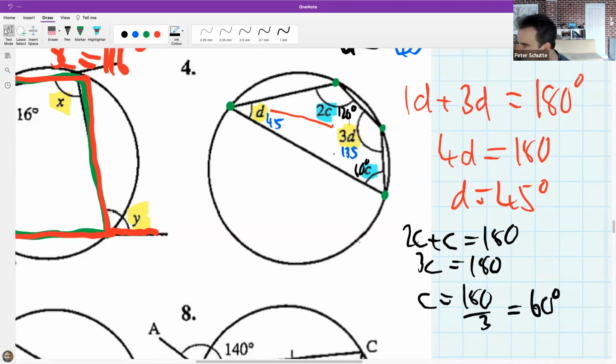Brilliant. Yeah, so that wasn't so bad once we got through the idea of what that was, a cyclic quad. It felt like that was the key thing. Okay.